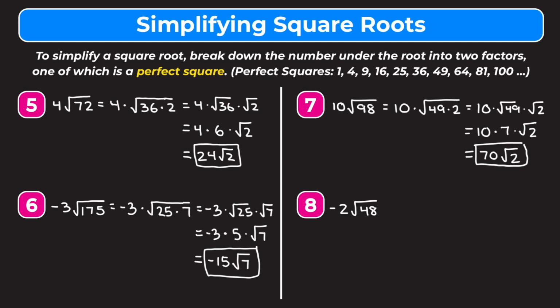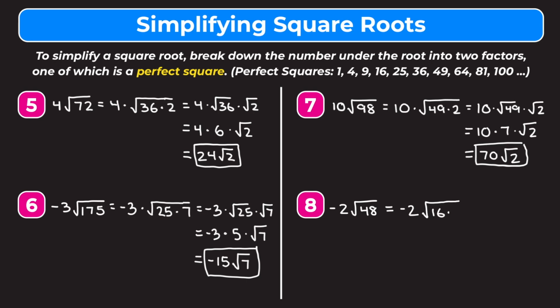Taking a look at the last example, we have negative 2 times the square root of 48. So take a second and see if you can find a factor pair of 48 where one of the factors is a perfect square. So you may have got 4 and 12, but we could also do 16 and 3, which is going to make it a little bit faster to solve the problem.